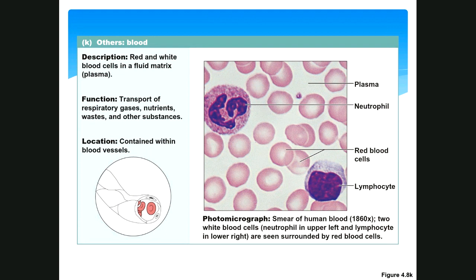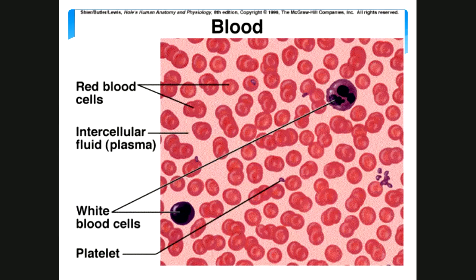If we look at a different picture, all of these are red blood cells. Here's a white blood cell. Here's a white blood cell. And then there, and also over here, are platelets. So those are the connective tissues.